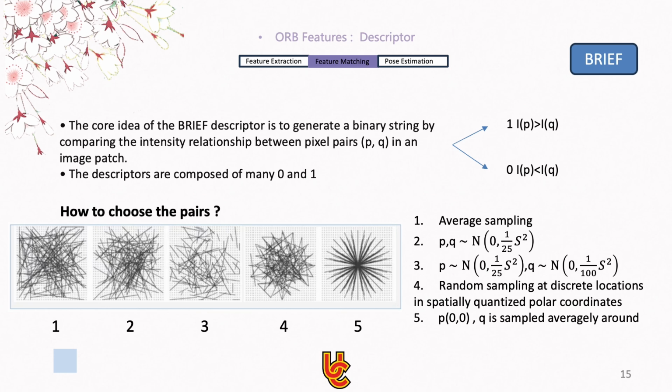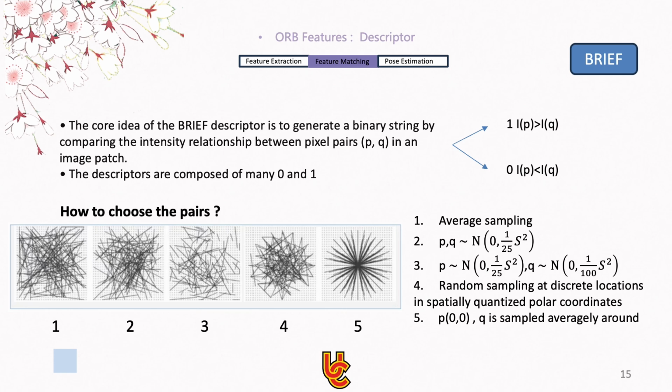And the descriptor is composed of many 0s and 1s. If the intensity of pixel P is larger than the intensity of pixel Q, then the value equals 1, else 0. And then the question is how to choose the pairs in one image patch.